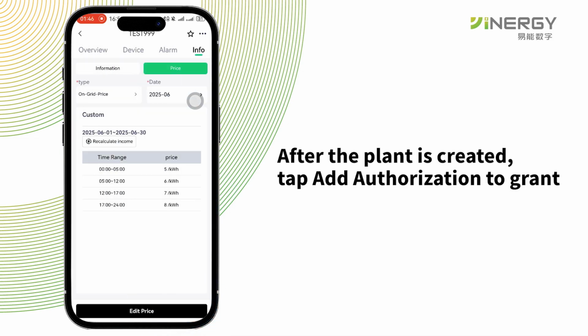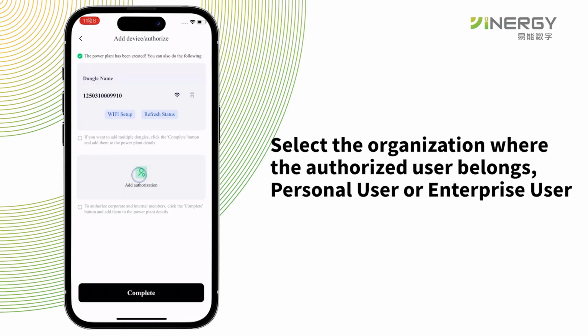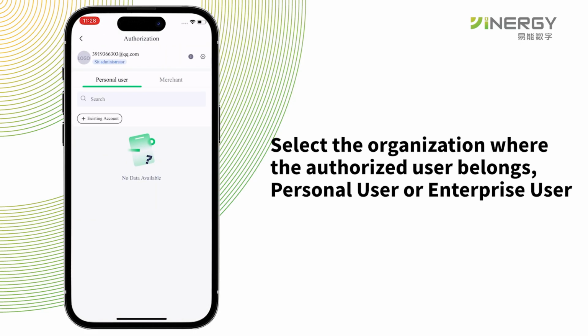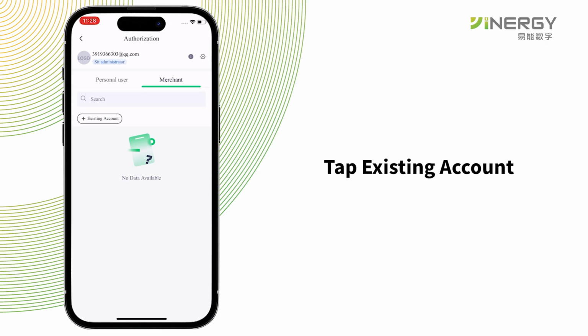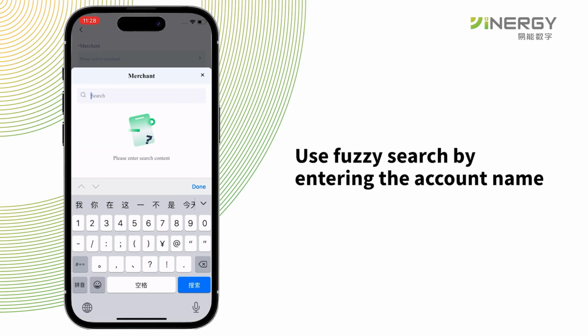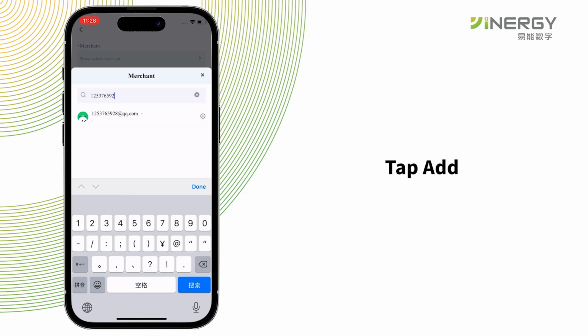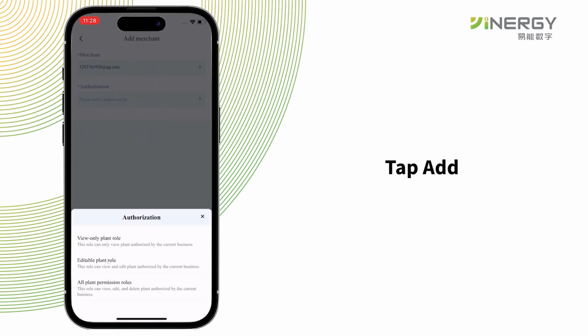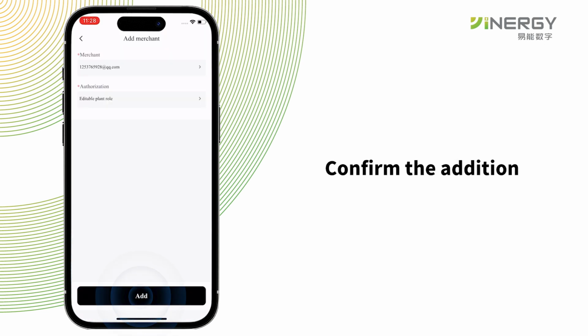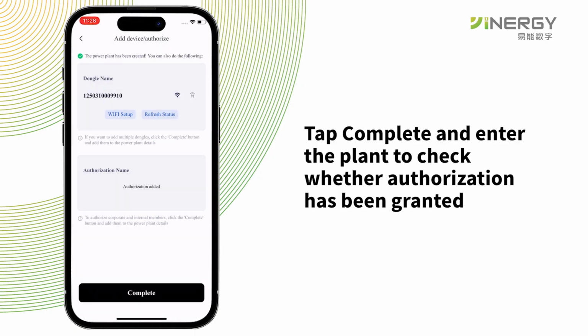After the plant is created, tap Add Authorization to grant. Select the organization where the authorized user belongs, personal user or enterprise user. Tap Existing Account. Use fuzzy search by entering the account name. Select the authorization scope. Tap Add. Confirm the addition. Tap Complete and enter the plant to check whether authorization has been granted.